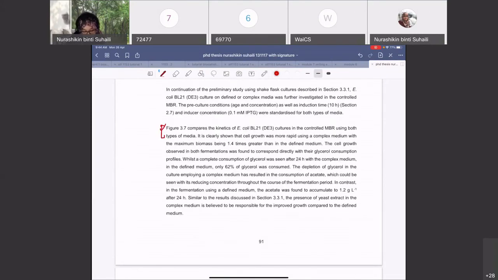It is clearly shown that cell growth was more rapid using a complex medium, being 1.4 times greater than the defined medium. Okay, so the cell growth was found to correspond directly with the glycerol consumption, right? So this is actually explaining the graph. Okay, the depletion in the, okay. For example, up to here, this is results. It's not discussion yet.